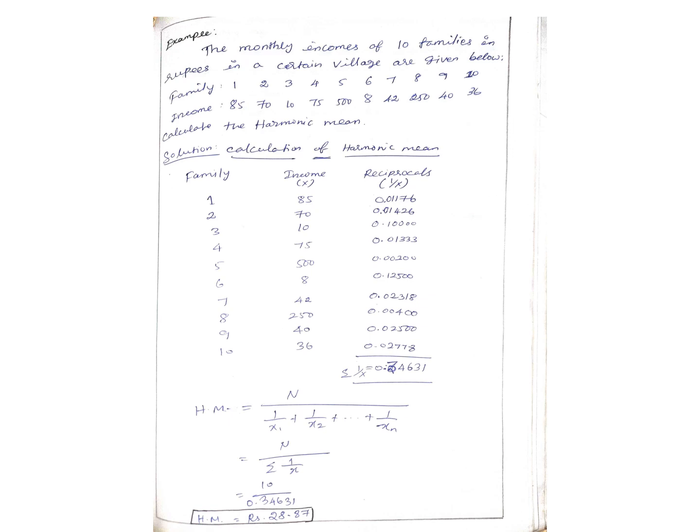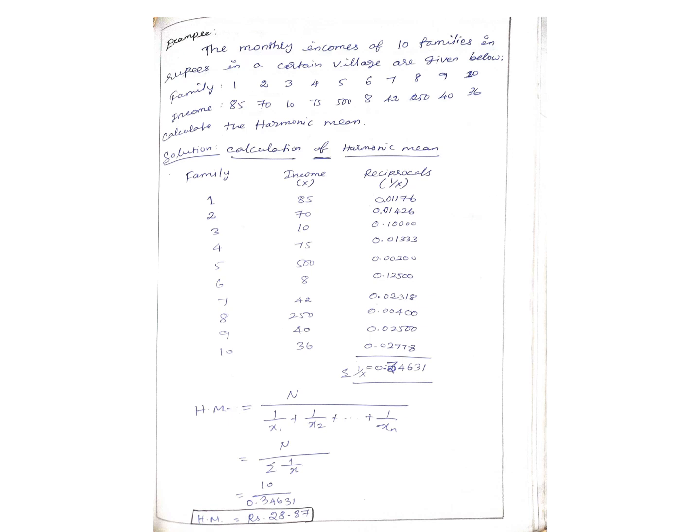The sixth one is 8, so 1 by 8 is 0.125. Next one, 42, so 1 by 42 is 0.02318. The eighth variable is 250, so 1 by 250 is 0.004. The ninth variable is 40, so the reciprocal is 1 by 40, which is 0.025. The last one is 36, so the reciprocal of the 10th variable is 1 by 36, which is 0.02778.